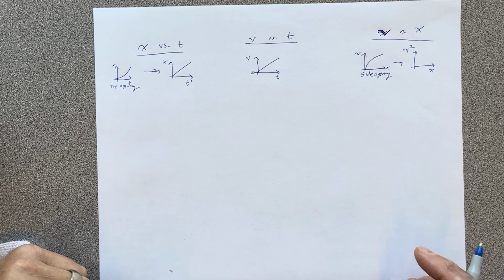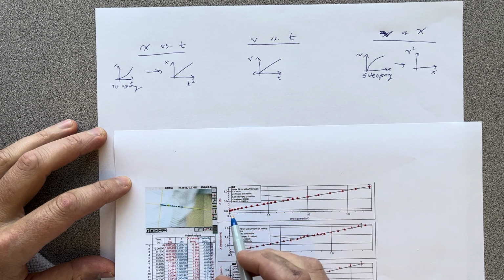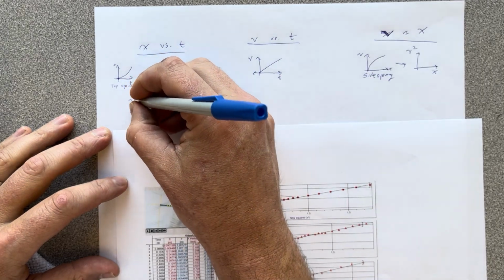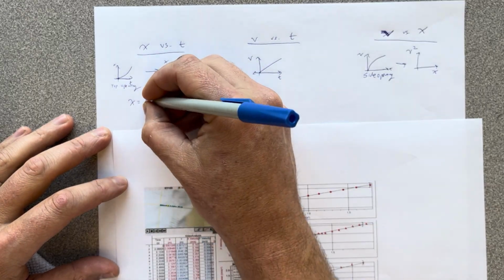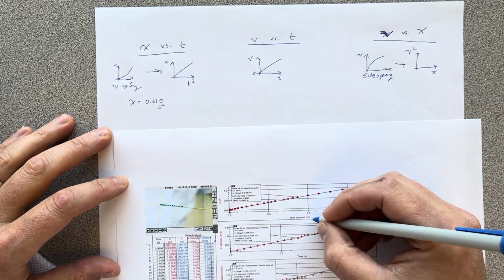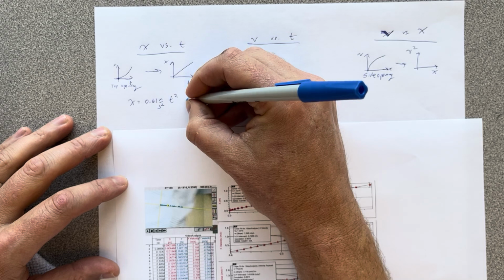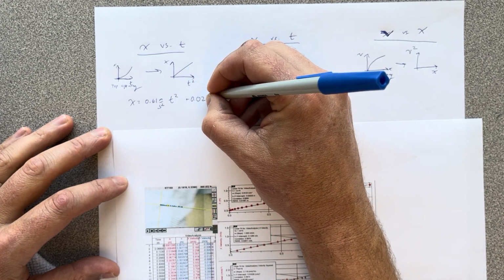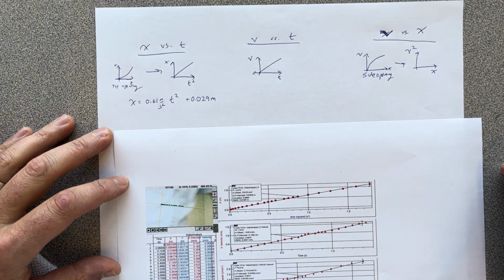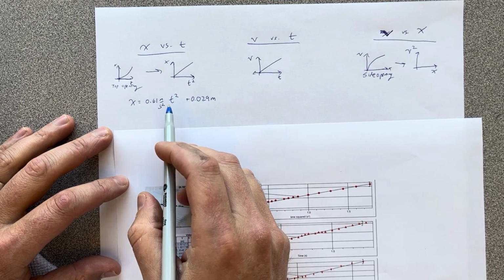All right, so then we recorded the experimental equations. The experimental equations come from your data. So for this one, it's x equals, we put the number in, 0.61 meters per second squared times t squared plus 0.029 meters. So that's our experimental equation for position and time. Position was directly related to time squared.